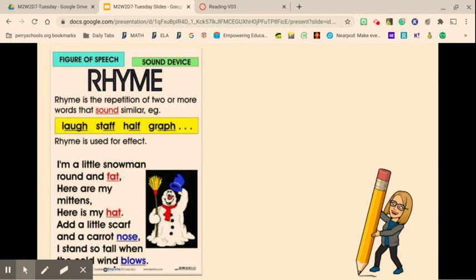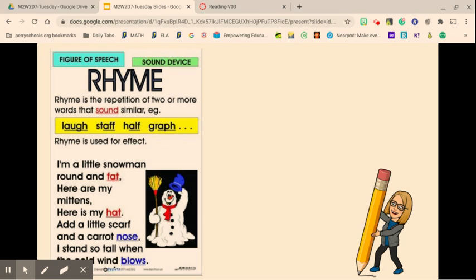All right, so when we look at the way that poems sound, we often include rhyme, although not every poem has to rhyme. I think that's one of the first things we learn as little kids, that poems rhyme, and they don't always have to. They can, but not always.